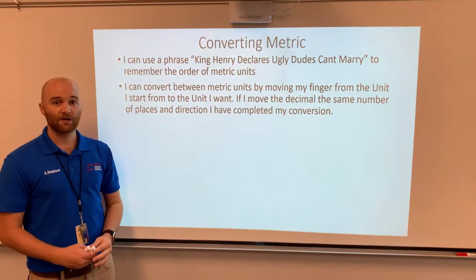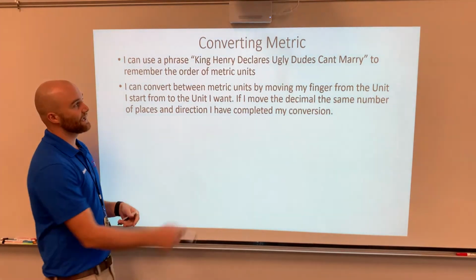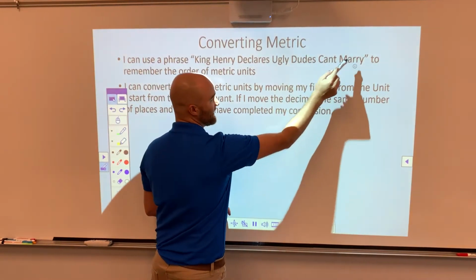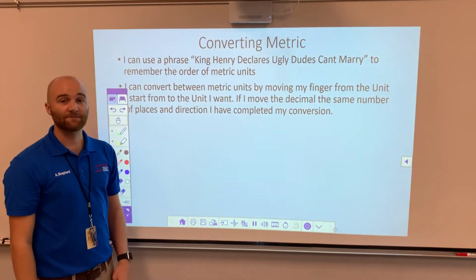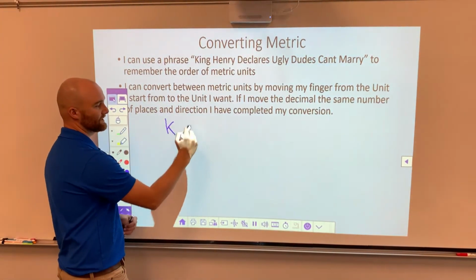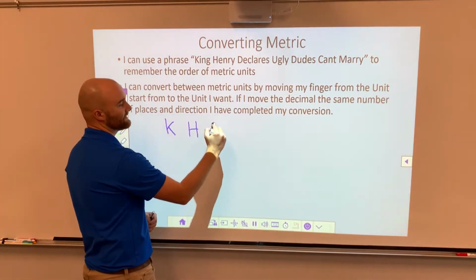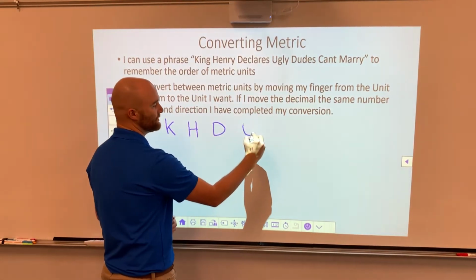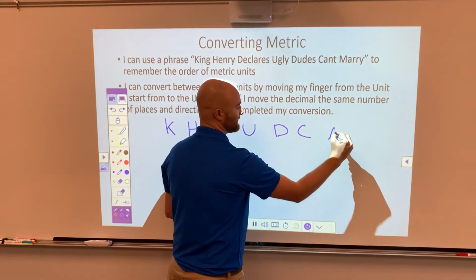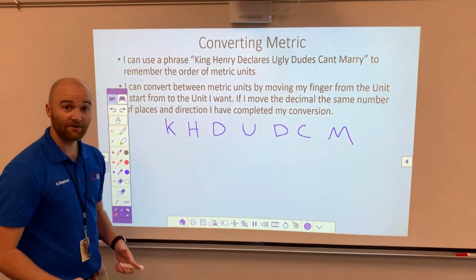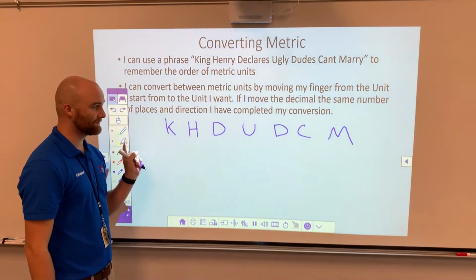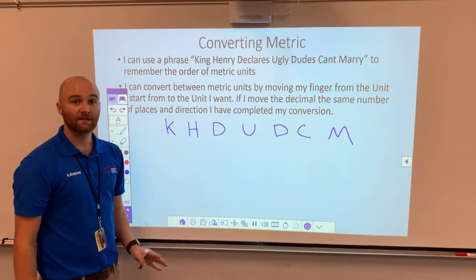For converting metric, all I have to do is remember a sentence. That's King Henry declares ugly dudes can't marry. And that's our sentence that helps us to remember the prefixes. So the prefixes are kilo, hecta, deca, our unit, then deci, centi, milli. If I know this, I can solve any problem in metric. Any converting problem can be solved just by writing out these letters. Let me show you how.